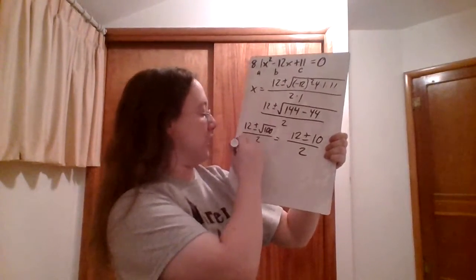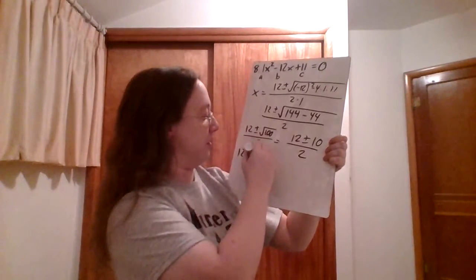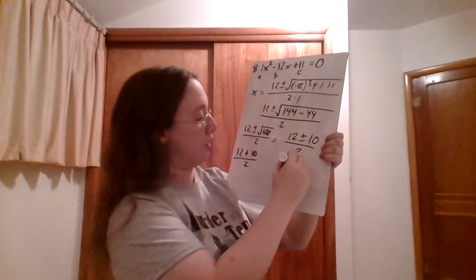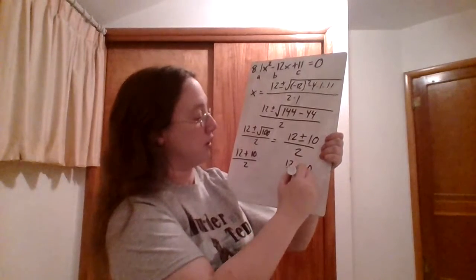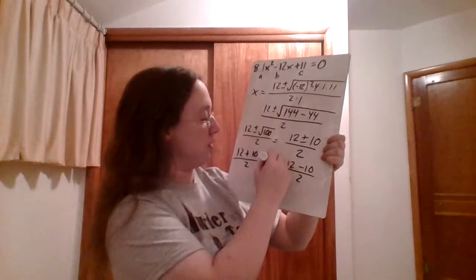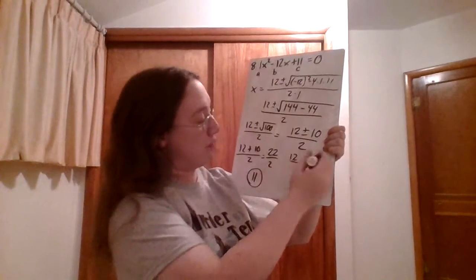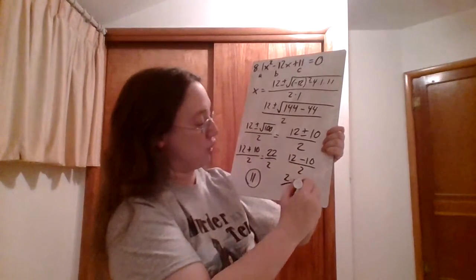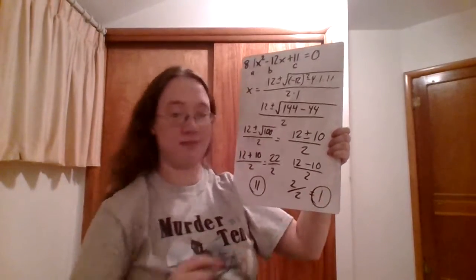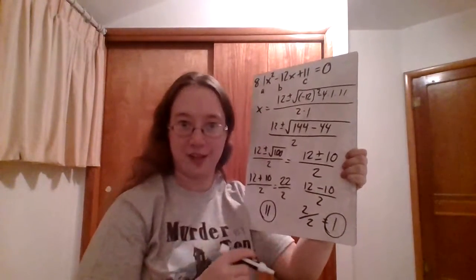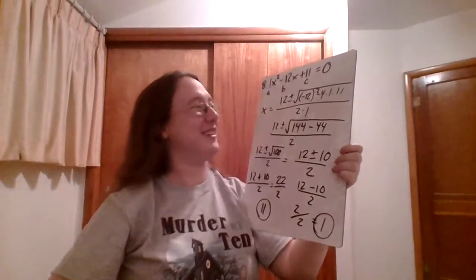Okay, so we've either got 12 plus 10 over 2, or we've got 12 minus 10 over 2. 12 plus 10 is 22. 22 over 2 is 11. 12 minus 10 is 2. 2 over 2 is 1. And there are two answers again. Yay! Alright, so you should end up with 2.